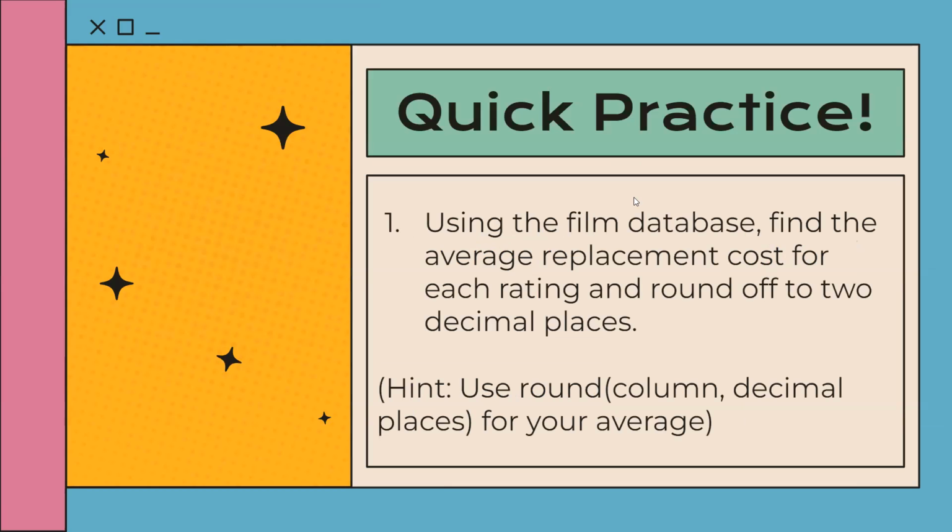So another quick practice. I know there are a lot of quick practices, but let's just get this into our ecosystem. Let's just get this in our blood, right? So using the film database, find the average replacement cost for each rating and round off to 2 decimal places. So just a note, use the round function itself. I know we have not taught you guys that, but it's there for you guys to just figure out. All right. So yeah.